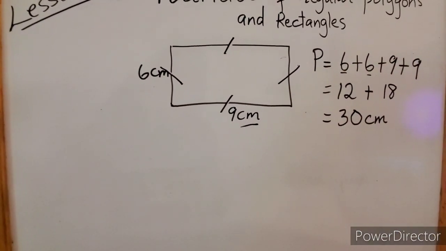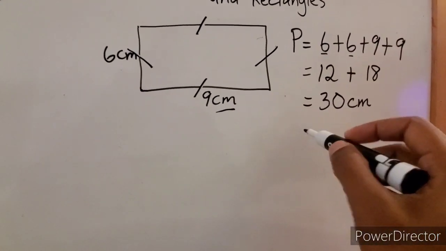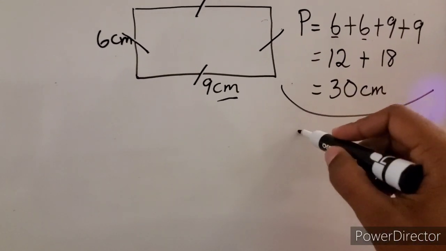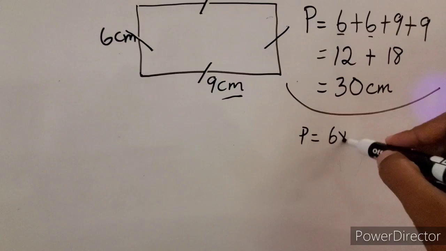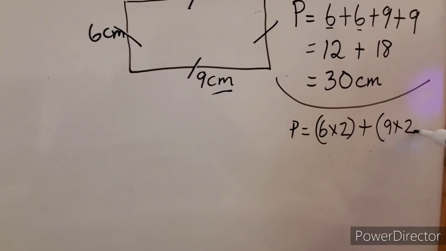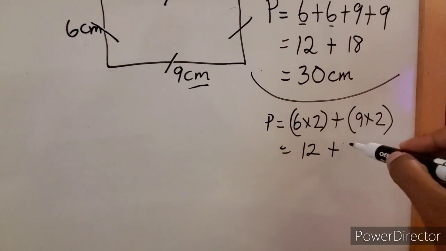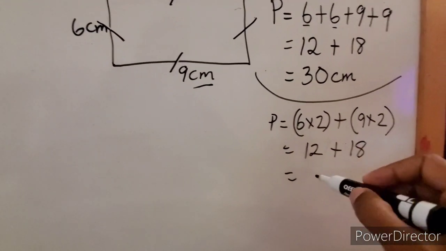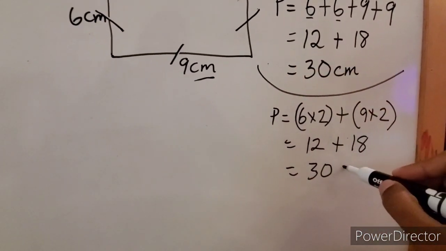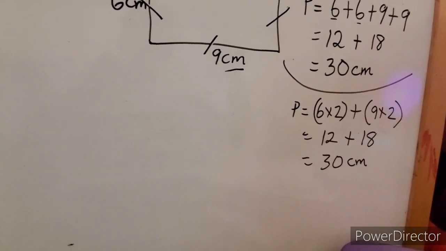All right? Now, we could practice using another method, because if this is double, then you could also say the same one, the same particular one. Let's say the perimeter is equal to 6 times 2, parentheses, plus 9 times 2, because it's a rectangle. And 6 times 2 is 12, plus 9 times 2 is 18, equals 30. 12 plus 18 is 30. And remember, your unit is centimeters. Okay? The same one using a different strategy.